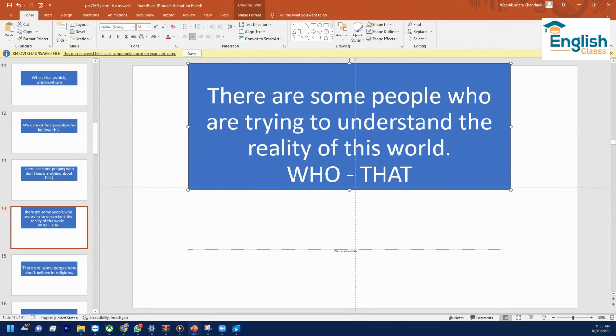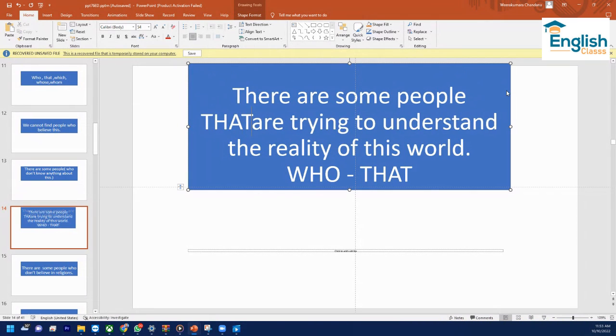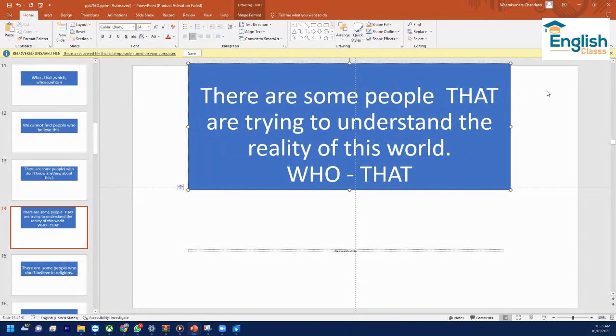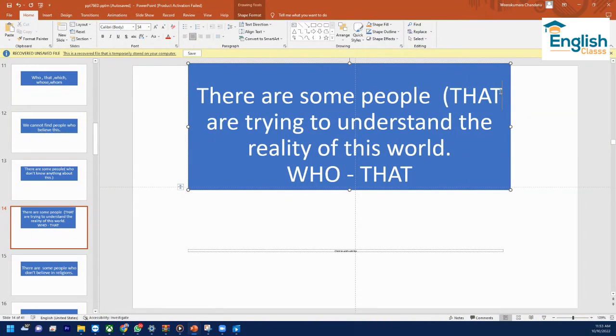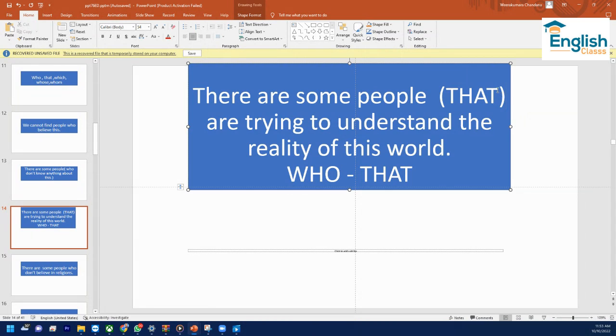There are some people that are trying to understand the reality of this world. What is the relative pronoun here? Here in this sentence, the relative pronoun is that. Instead of who, we can use the relative pronoun that.